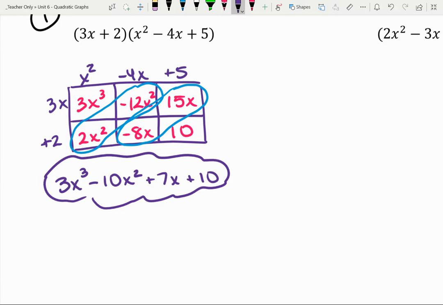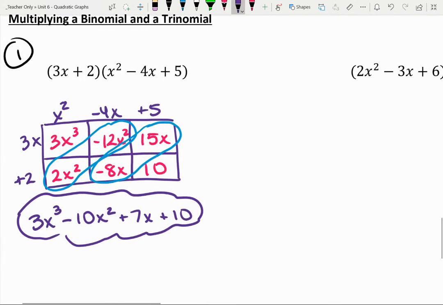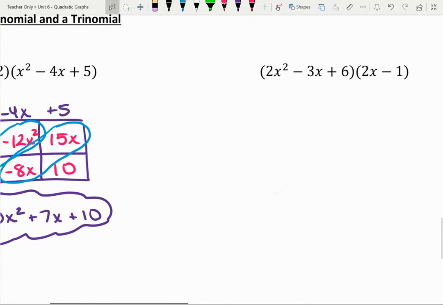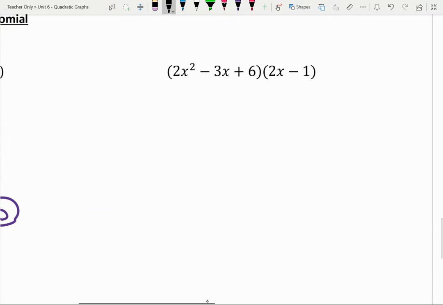So I encourage you to check mine, perhaps using double distribution. But the box method lets us have a nice visual, not just for the multiplication, but also for combining the like terms. However, double distribution still does work.